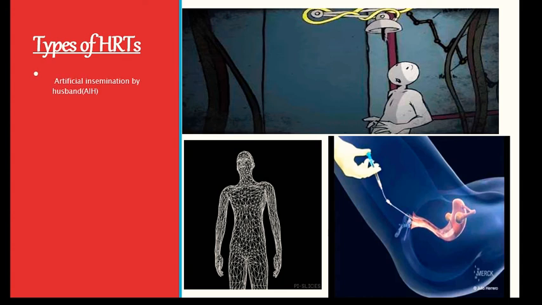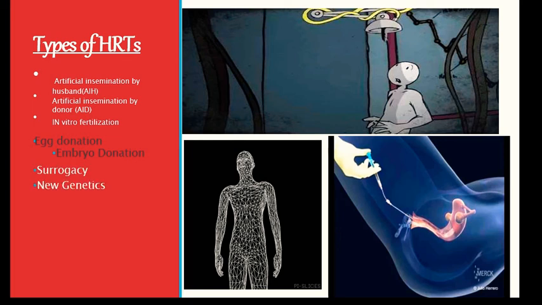Types of HRTs include artificial insemination by husband, AIH. Next is artificial insemination by donor, AID. In vitro fertilization, which includes egg donation, embryo donation, surrogacy, new genetics, human cloning, stem cell research, and sex selection. These are all the types of human reproductive technologies.